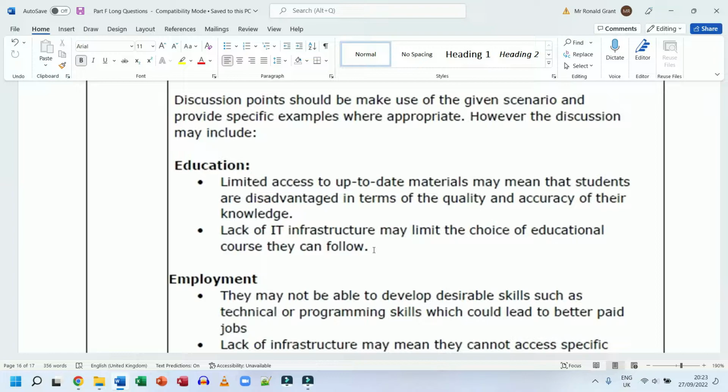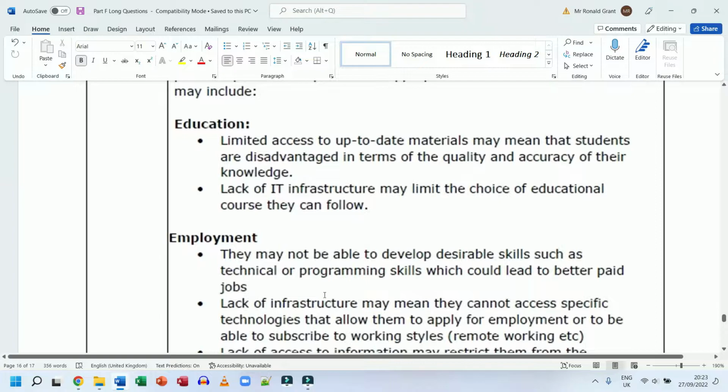Next, we have employment. They may not be able to develop desired skills, such as technical skills or programming skills, which could lead to better paid jobs. Yes, if you know how to program in, let's say, Python, C, C++, Java, some of the biggest languages in the world, you're going to be in a position to get a better paying job. For example, me knowing how to program has allowed me to secure jobs in the past.